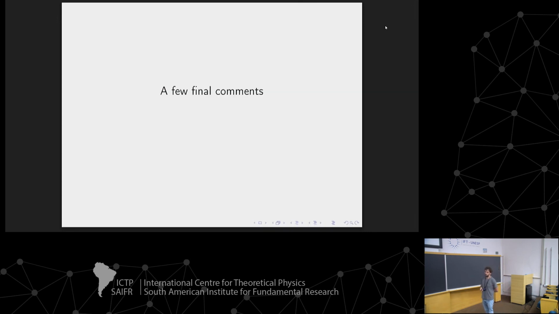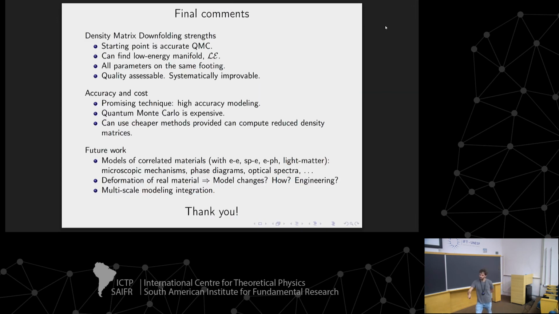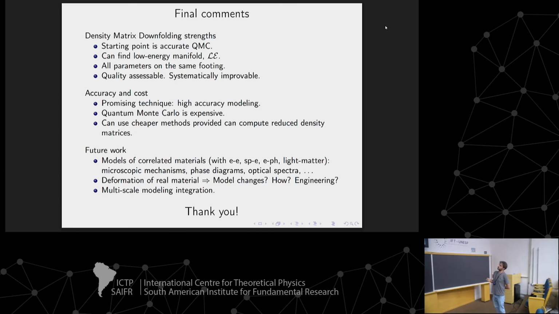All right, just a few final comments. This density matrix downfolding starts from an accurate point, quantum Monte Carlo. You can find the low energy manifold. All parameters are treated on equal footing. We can assess the quality and systematically improve our models. It's a promising technique because it's highly accurate, but quantum Monte Carlo is expensive, right? So that's a tricky thing.